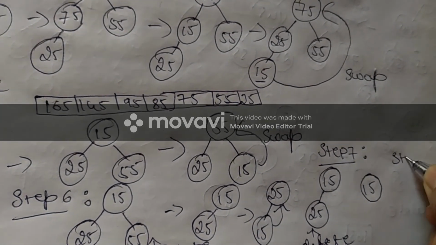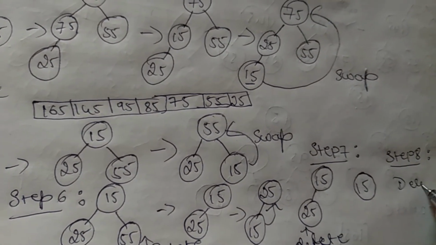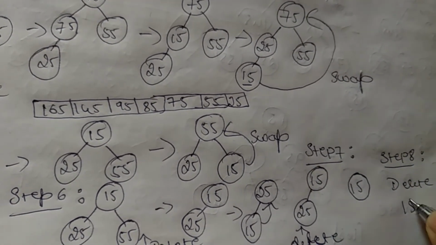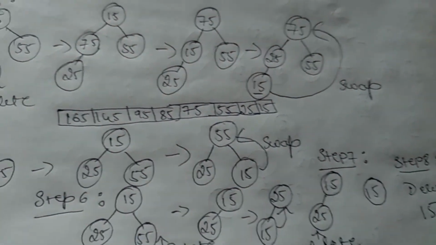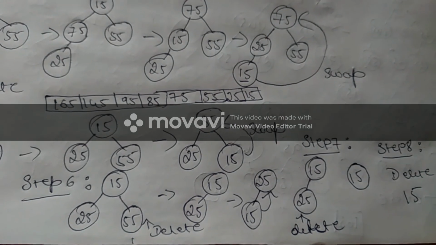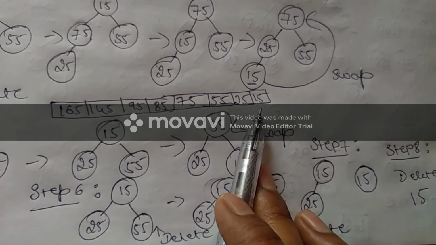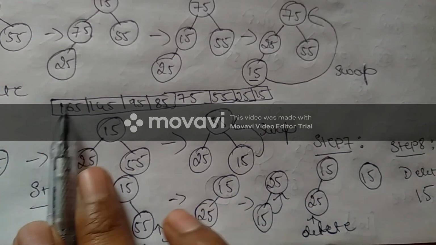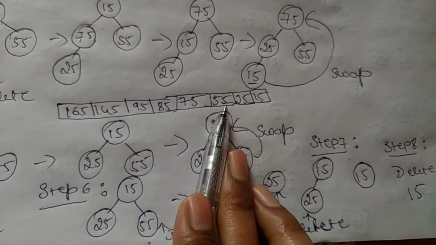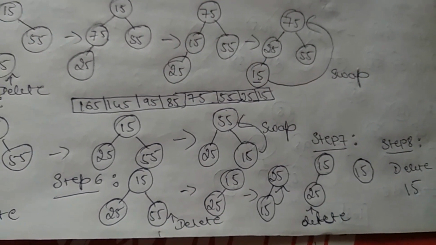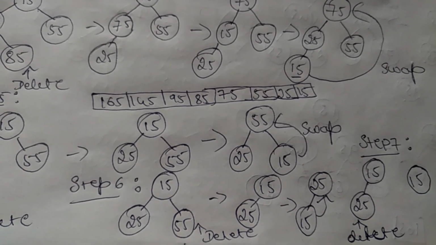Next, in step 8, you just delete 15 and add this 15 in the array. This is how you have to do. See here, it is sorted now. This array you have to print. The sorted array is 165, 145, 95, 85, 75, 55, 25 and 15. This is how you have to do the heap sort.